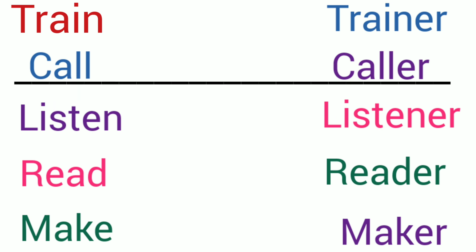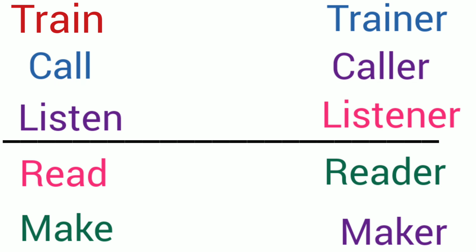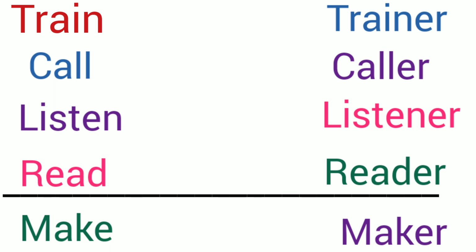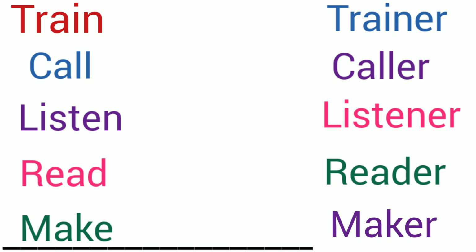We have call, we have caller. Caller is to call. The caller does calling, or he does the call. Listen. Listen is the verb. Listener is the person doing the listening. Okay. We have read and reader. A reader reads. Okay. We have make and maker. A maker makes. So make is the verb and maker is the person making or makes.